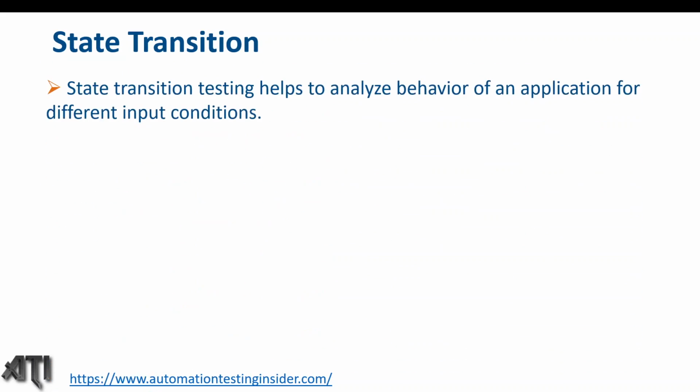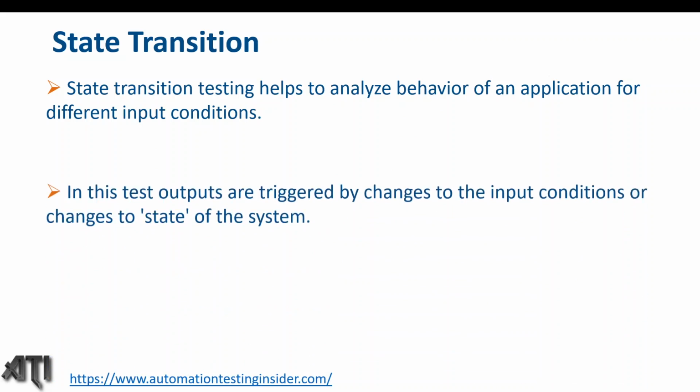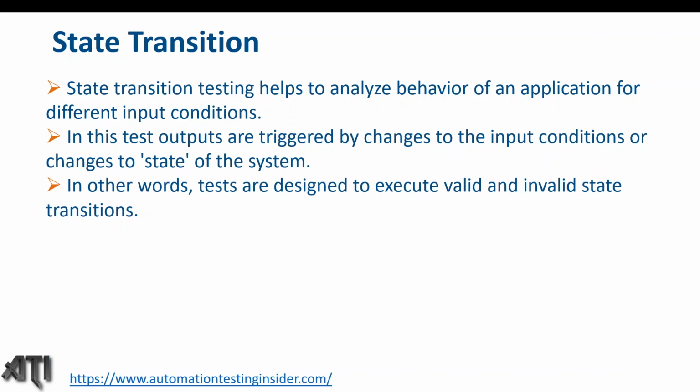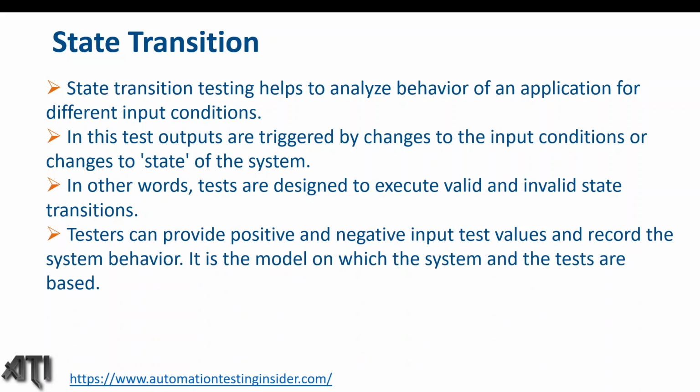Now let's talk about state transition. State transition helps to analyze behavior of an application for different input conditions. In this state test, outputs are triggered by changes to the input condition or changes to the state of the system. In other words, tests are designed to execute valid and invalid state transitions. So basically we test different valid and invalid states of a system. This is when we have any application which has sequence rules. When we have some sequence, then this test design technique is very useful.